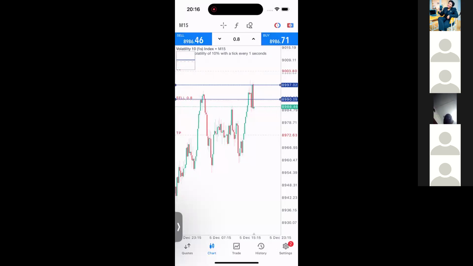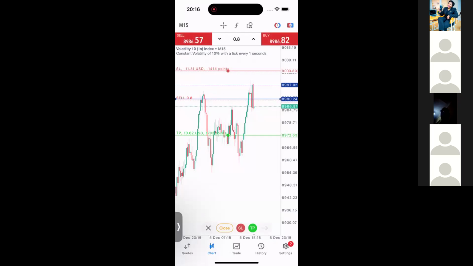You understand? The price of the market is inside these blue lines. That price range, that's when I should sell. You understand? And the stop loss is 905.36, take profit is 8972.65.